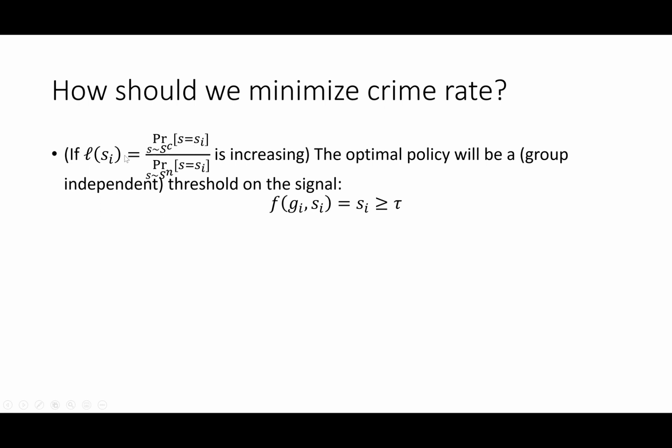If this odds ratio is only increasing with the signal, this is the condition that sort of corresponds to saying that higher signals are more evidence of guilt. Then it's not too hard to see that the optimal policy will actually be some group independent threshold on the signal. That is, the optimal policy will fix some threshold tau, the same for every group. When it sees that you've got signal Si and that you're from group Gi, it'll throw away the fact that you're from group Gi. That won't be relevant, and it'll just send you to jail exactly when your signal is above some threshold.